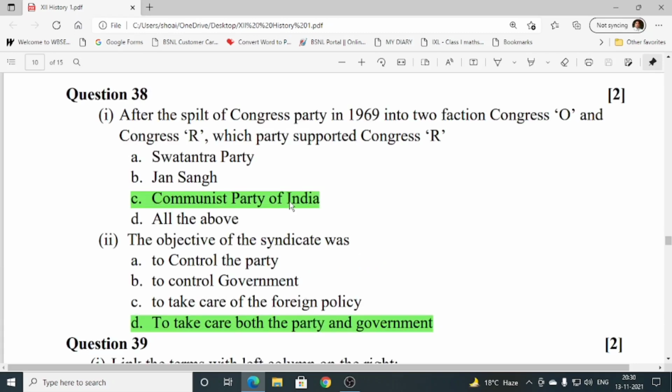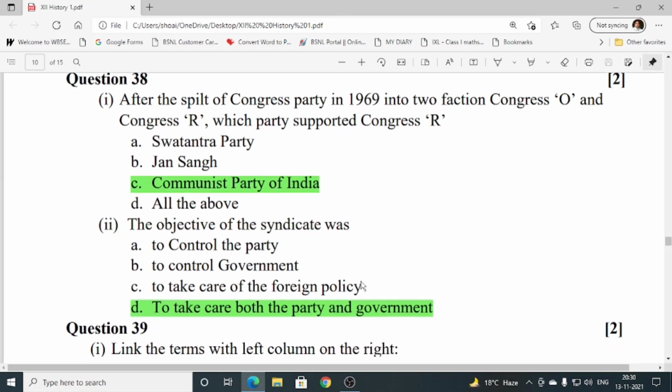38. After the split of the Congress Party in 1969, into two factions, Congress O and Congress R, which party supported Congress R? Okay, so the answer is C. Communist Party of India supported Congress R. Then number 2, the objective of the syndicate was, that means what was the objective of the syndicate? So D, to take care of both the party and the government.